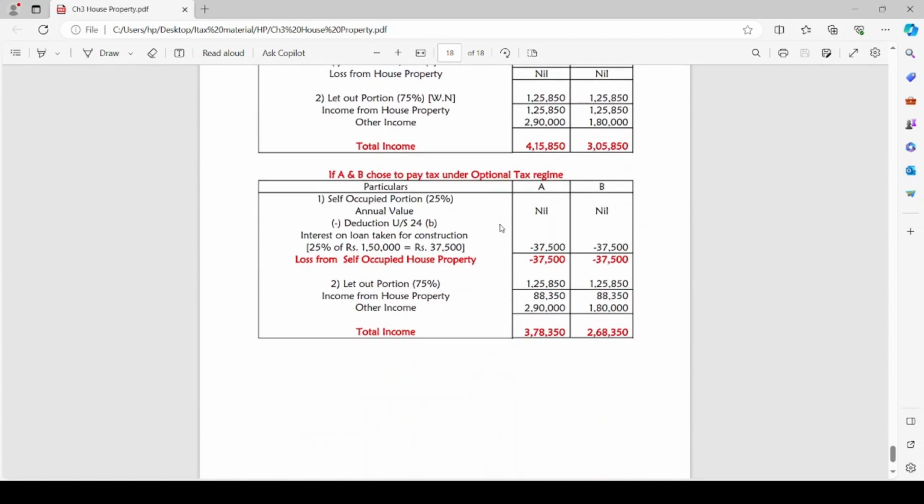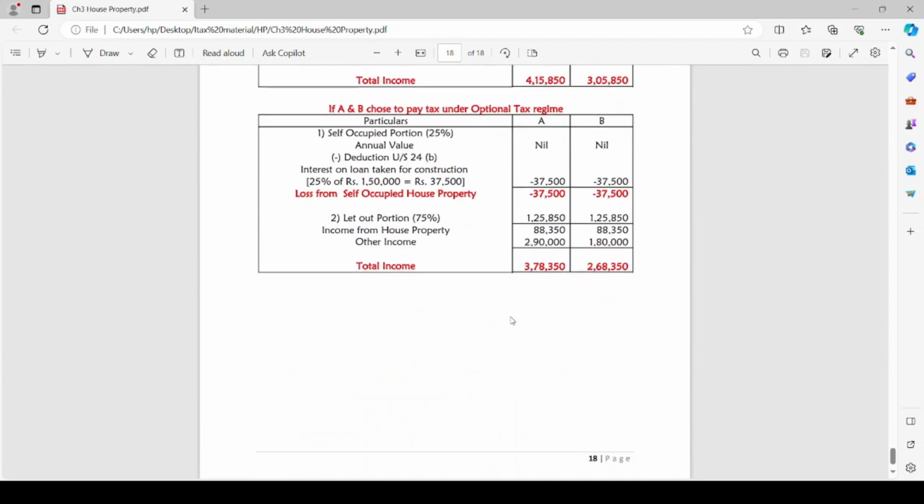Out of this, 25% can be claimed as deduction by Mr. A and Mr. B. Out of the 25%, Mr. A can claim 50% and Mr. B can claim 50%.